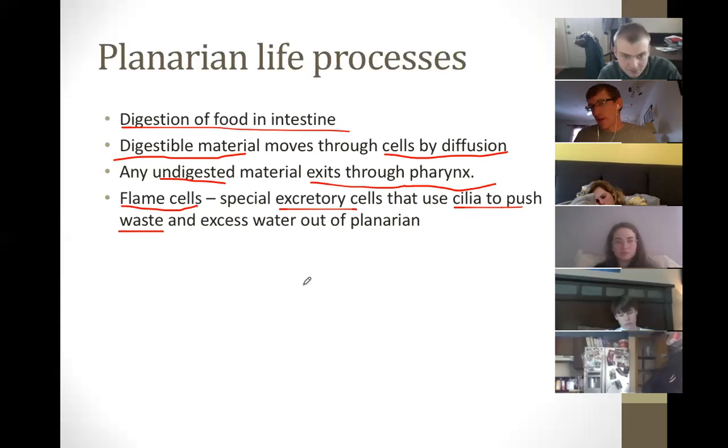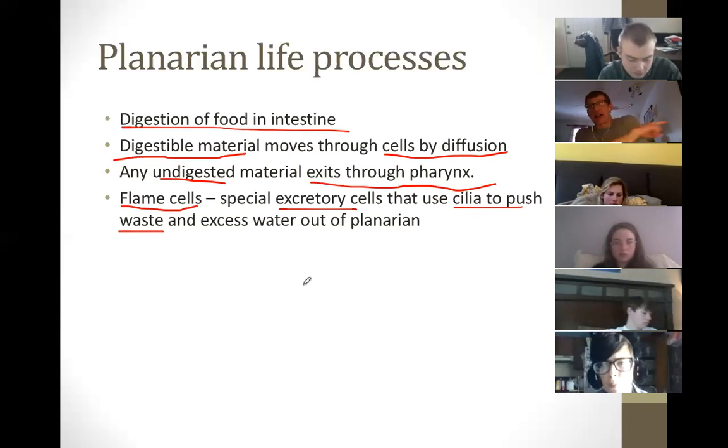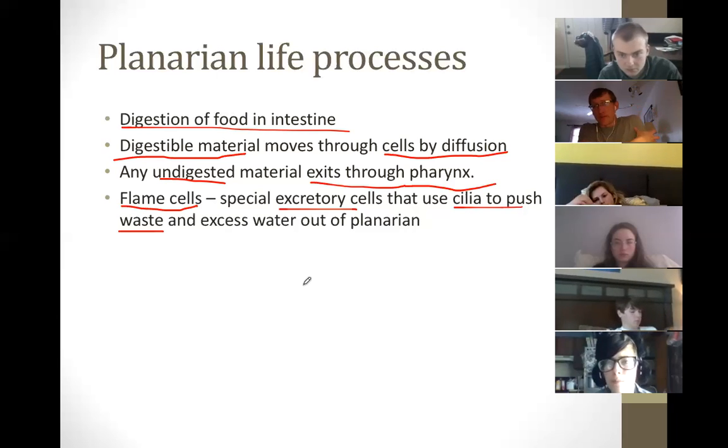You and I handle this in very different ways. A flame cell will separate the waste from the good stuff and kick that waste literally out of the side of the planarian. Like his small intestine ends at flame cells, and it'll just kick the waste out and it will go out into his environment.